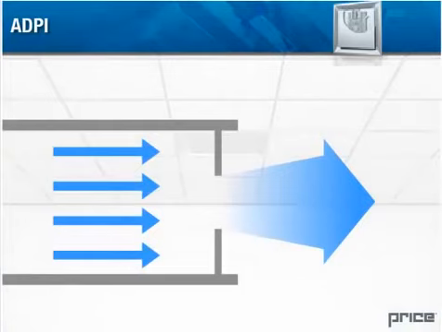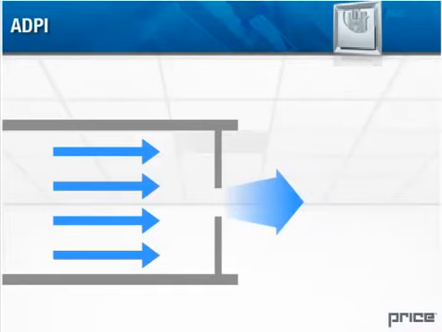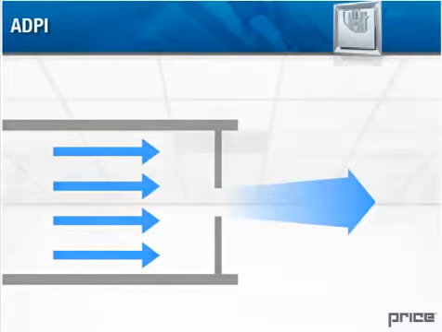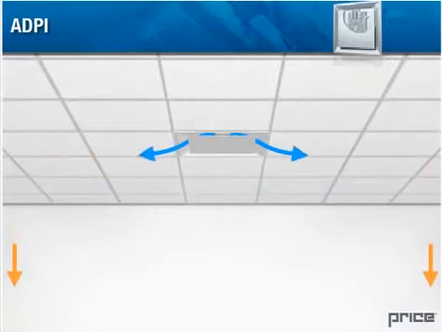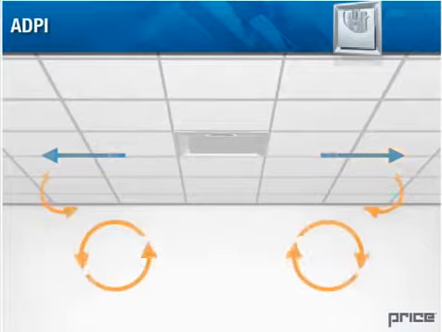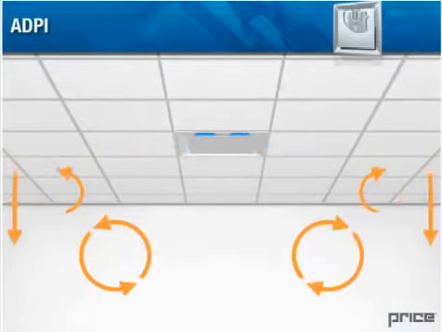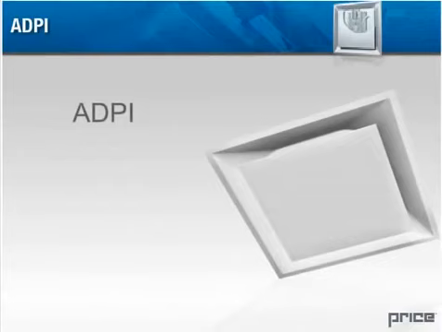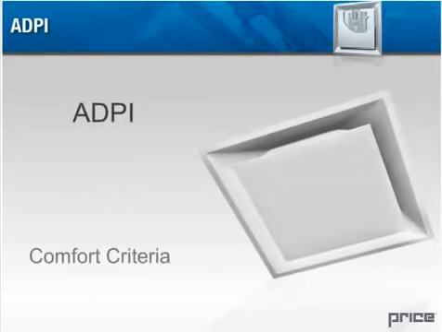The Price Varatherm diffuser is designed to maintain a relatively constant ADPI over the full range of movement of their integral dampers. As the damper closes, the air volume discharged from the diffuser is decreased. However, the velocity of the air remains virtually constant due to the resulting reduction in open area created by the damper movement. By maintaining the air velocity, the Varatherm diffuser ensures good induction and mixing of the room air is achieved. To learn more about ADPI, you can check out the Comfort Criteria section of the Price training module.